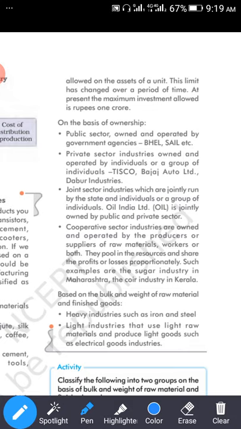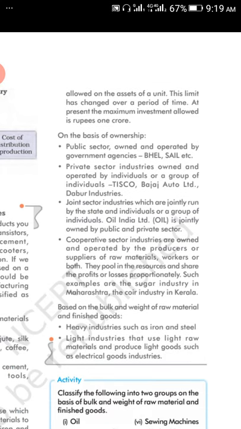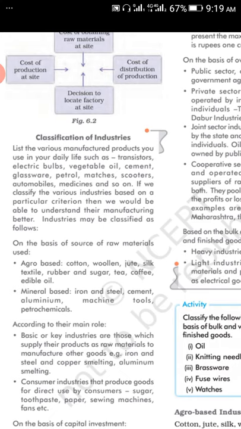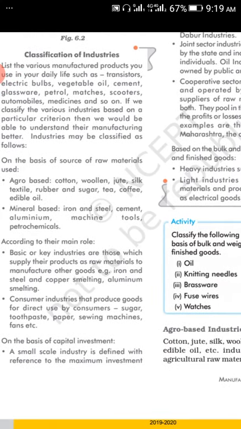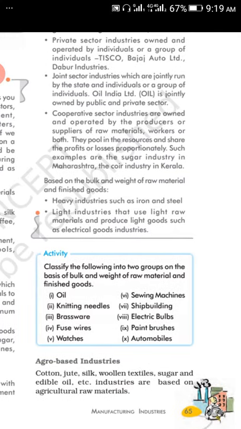Now another one, on the basis of the bulk and weight of the raw material and the finished good. In this there are heavy industries, like iron and steel, and light industries. Light industry means the raw materials or products are light goods, like electric bulbs, which are lightweight. So it is important to know the classification on the basis of ownership, raw material, main role, capital investment, and weight.